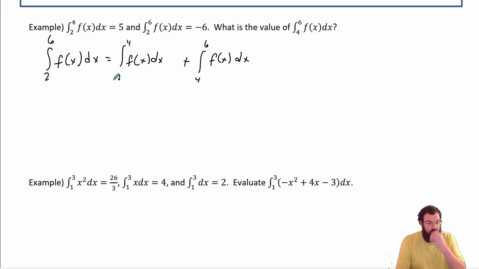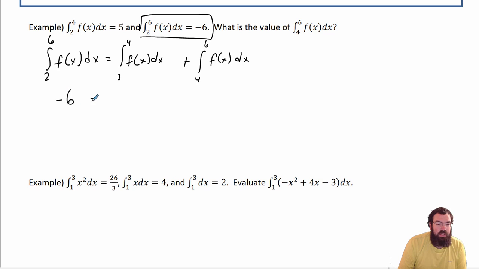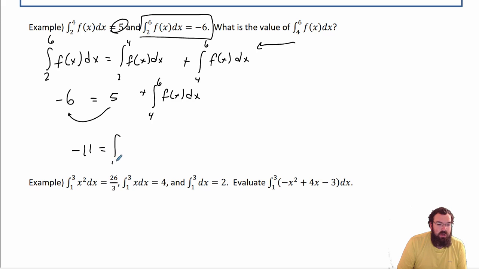So that's technically true, right? This integral here is the full integral right there, so that's going to be negative 6. This from 2 to 4 I know is 5. And I want to find out what the integral from 4 to 6 is. So I can just do some simple arithmetic here, and if I subtract, I get negative 11. Negative 11 is equal to the integral from 4 to 6 of f of x dx. Okay, that's simple, just arithmetic, just kind of plugging and chugging some different values.